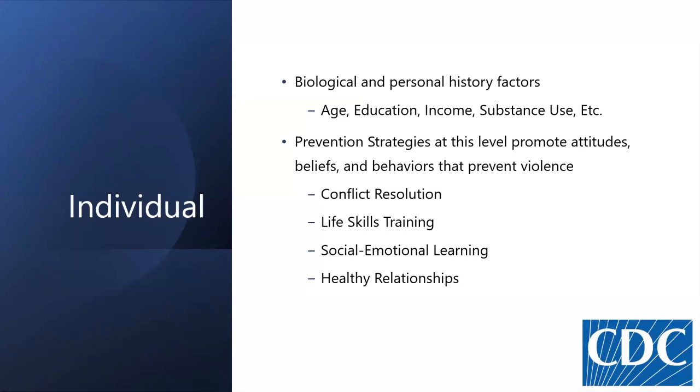The first level in a society is the individual themselves. This level identifies biological and personal history factors that increase the likelihood of becoming a victim or perpetrator of violence. Some of these factors include age, education, income, substance use, and the history of substance abuse. Prevention strategies at this level promote attitudes, beliefs, and behaviors that prevent violence. Specific approaches may include conflict resolution, life skills training, social emotional learning, and healthy relationship skills programs.